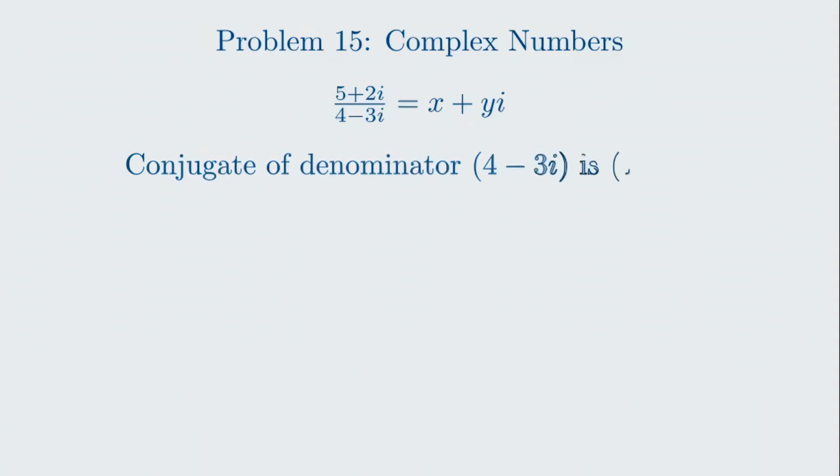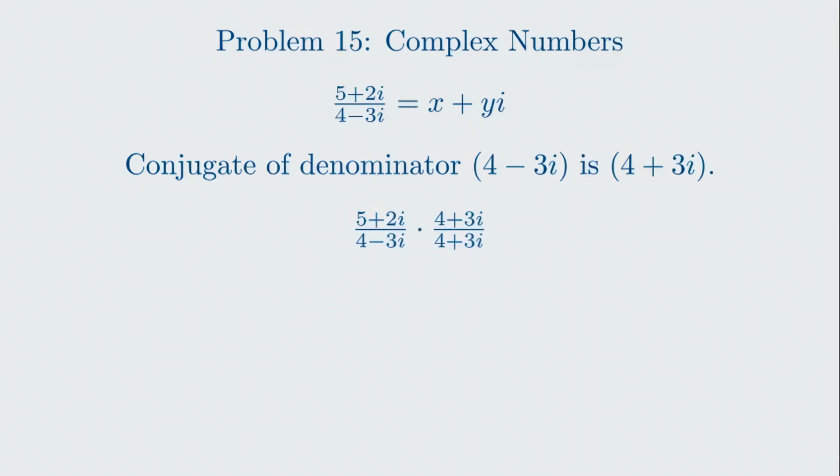Problem 15 deals with complex numbers. We need to simplify a quotient of two complex numbers and express it in the form x plus yi. The expression is 5 plus 2i divided by 4 minus 3i equals x plus yi. The key to simplifying a quotient of complex numbers is to multiply the numerator and the denominator by the complex conjugate of the denominator. This eliminates the imaginary part from the denominator. The denominator is 4 minus 3i. Its complex conjugate is 4 plus 3i. We multiply both the numerator and the denominator by this conjugate.